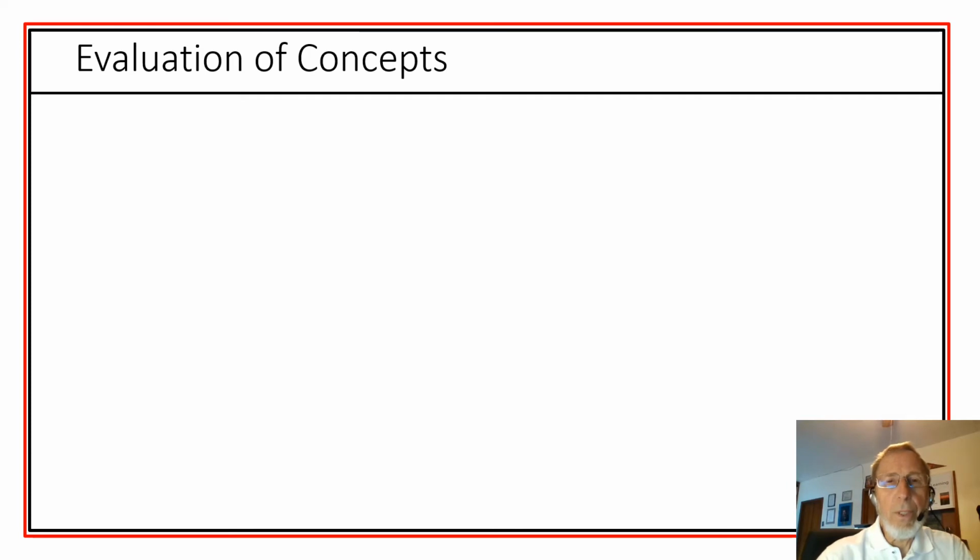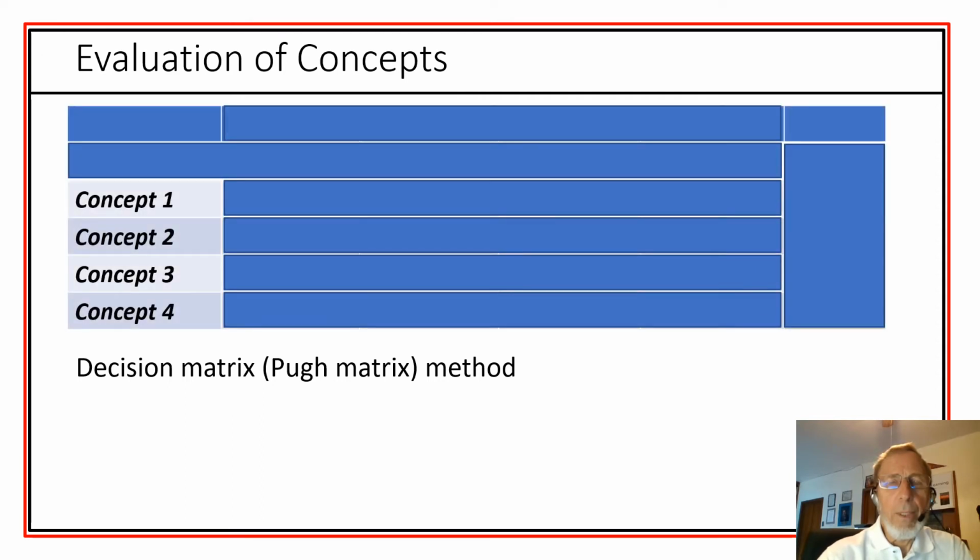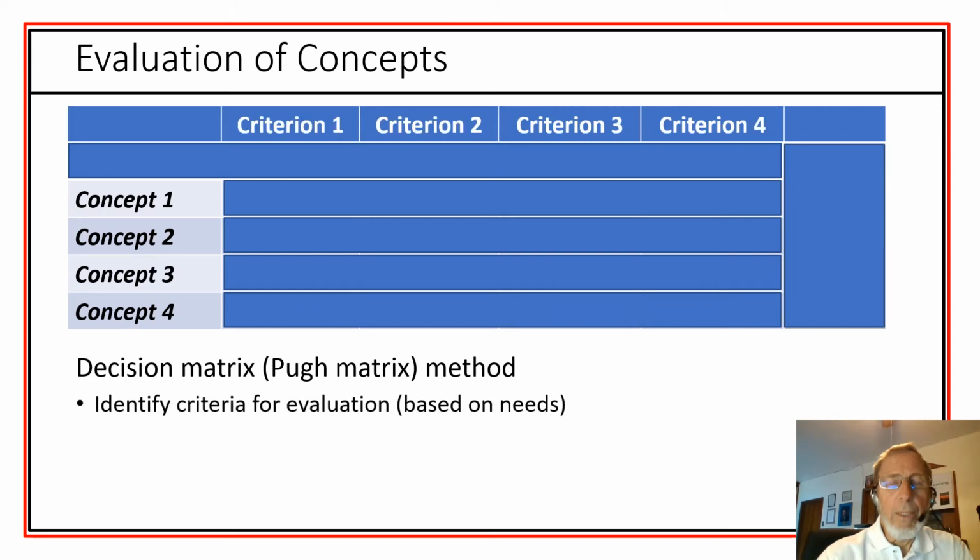With a list of concepts available, we need to evaluate these. So how do we do that? A common way is using a decision matrix, sometimes called a Pugh matrix. And this is basically taking a list of concepts that we want to compare, then identifying the criteria that we're going to use for comparing these. And these criteria came from earlier exercises we did defining the needs based on our game strategy.